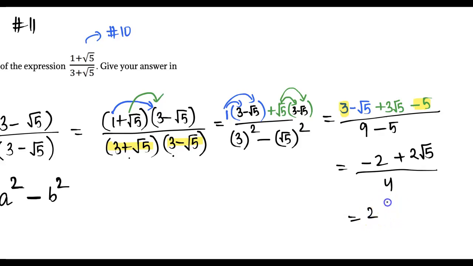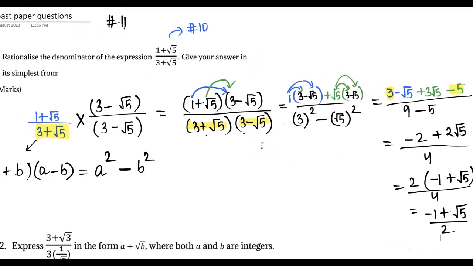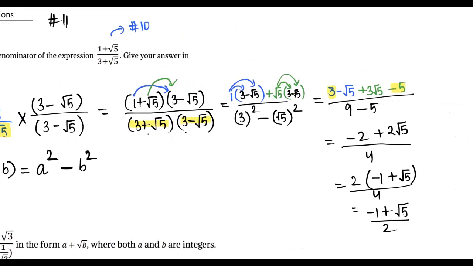Can we take 2 common out? If you take 2 out, we get minus 1 plus root 5, divided by 4. That could be written as negative 1 plus root 5 over 2. We need to answer in the simplest form, so I guess this is the simplest form. We can't simplify it more, and the bottom is rationalized, with no surd there. If you end up with the earlier form, it would be wrong. You will lose your 1 mark because it's not simplified.